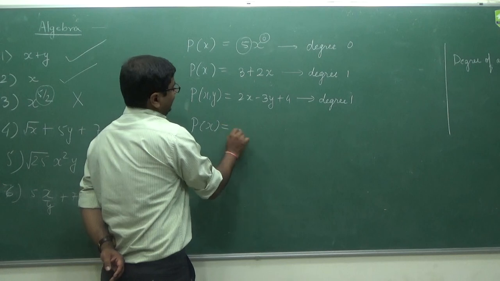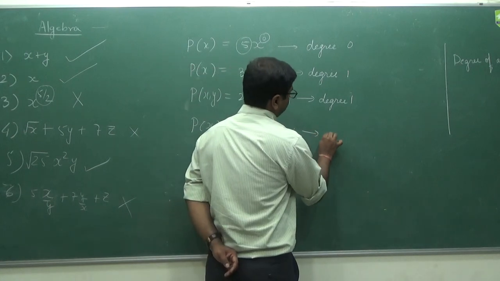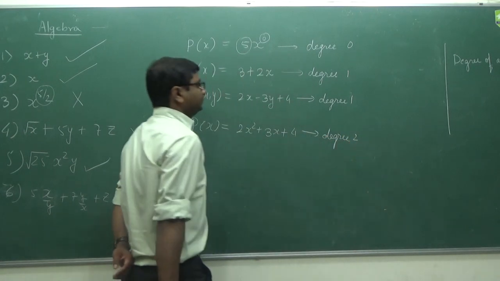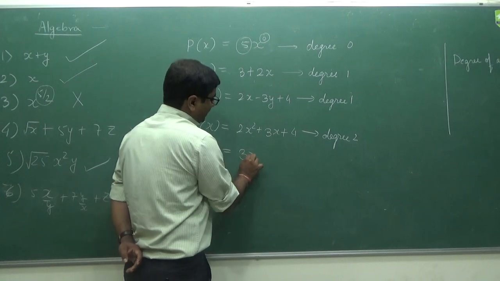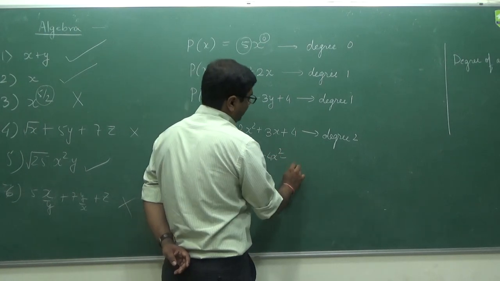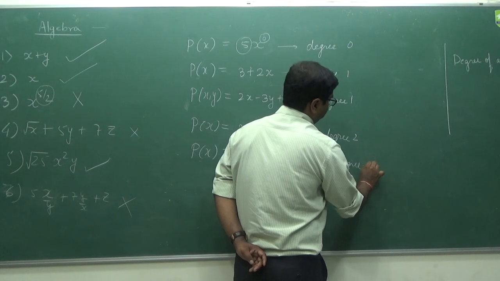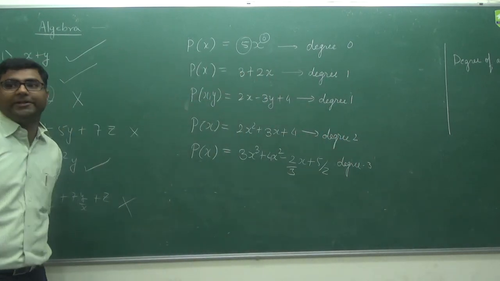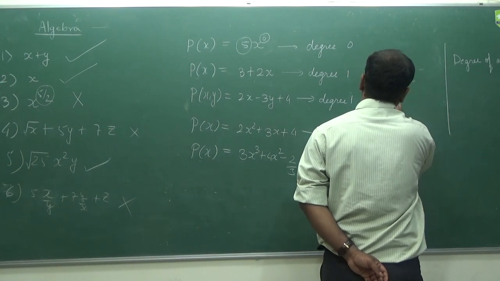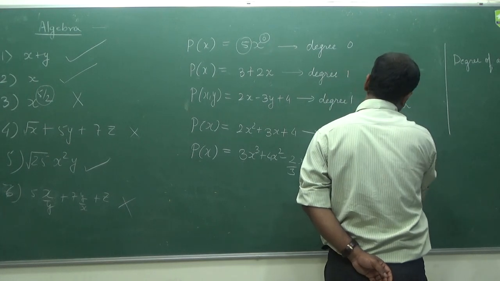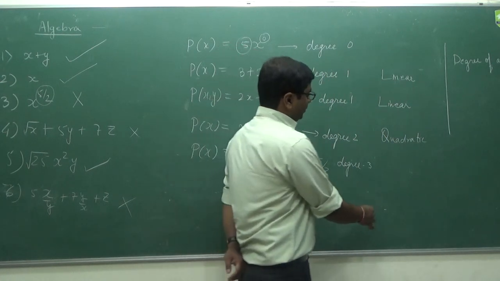What is this? If p(x) again is, let's say, 2x squared plus 3x plus 4, what is the degree? Very good. Okay? No one is writing anything. Now p(x) is 3x cubed plus 4x squared minus 2 by 3 x plus 5 by 2. What is the degree? Three. Now, degree one is called linear. Degree two is called quadratic. So linear polynomial, quadratic polynomial, and this one is cubic.